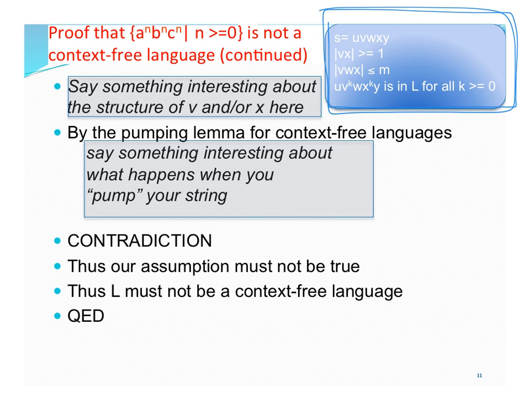We've picked our string, which means that it can be split into UVWXY because our string is long enough, where the length of V and X squished together is greater than or equal to 1, so either V or X or both is not lambda, and the length of VWX is less than or equal to M, and the string can be pumped. So I just put this up here to remind you it's not part of the proof, but these are the facts we're probably going to be using.